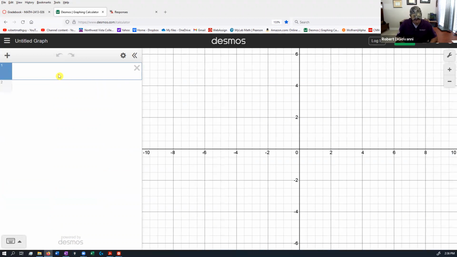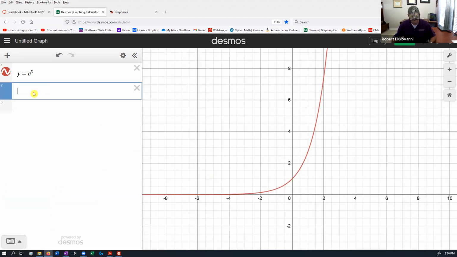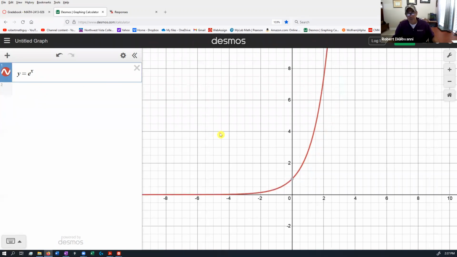If we do e to the x, okay, there it is. Now I will point out, let's say that's e to the x. This is 2 to the x. These are two different functions, right? I'm not talking about any exponential function. I'm talking about, I almost said Mac Daddy, the biggest one, the e to the x, the guy, all right? This one behaves in this manner.